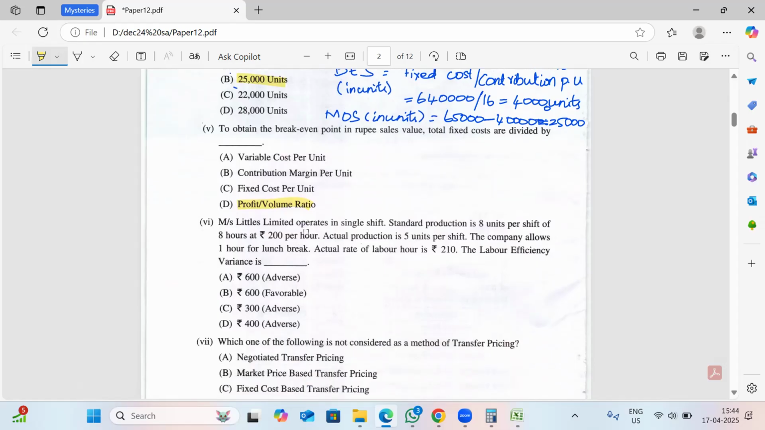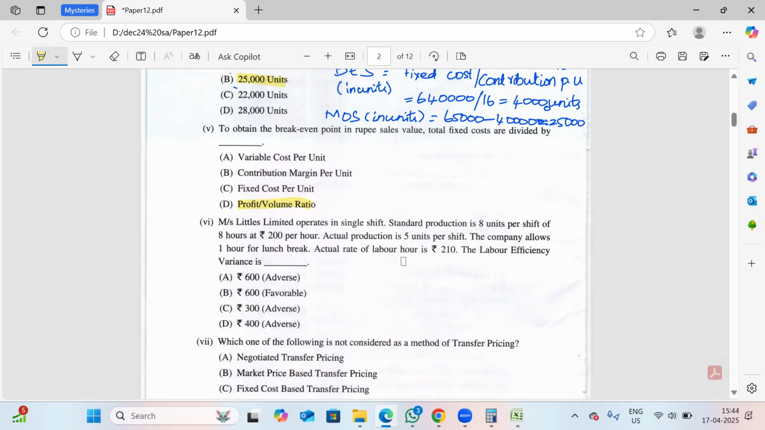Little's Limited operates in a single shift. Standard production is 8 units per shift of 8 hours at 200 rupees per hour. Actual production is 5 units per shift. The company allows 1 hour for lunch break. Actual rate per labor hour is 210. They are asking for labor efficiency variance, where we compare how efficiently they are performing. The difference should be between standard hours and actual hours for production.